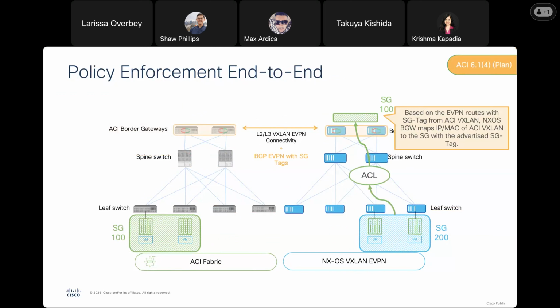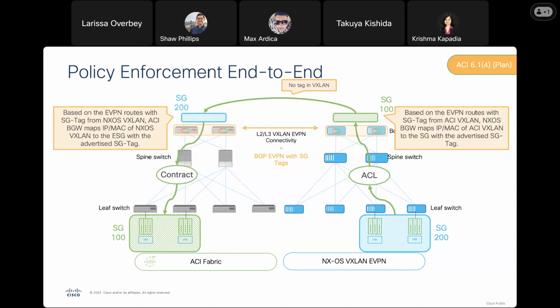All right, so in 6.1.4, we'll be able to share ACI ESGs as well as NXOS GPO's security groups. So instead of needing to configure ACI to do the classification of the endpoints and external IP prefixes, we can obtain the classification through the EVPN routes, and then we'll be able to do this on both sides. We'll be able to have the enforcement and share that information.